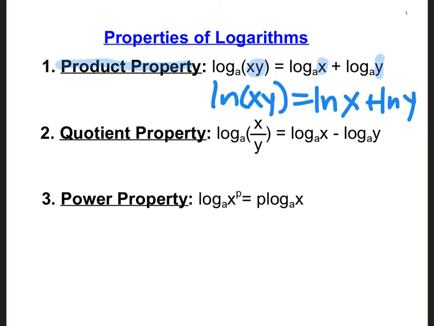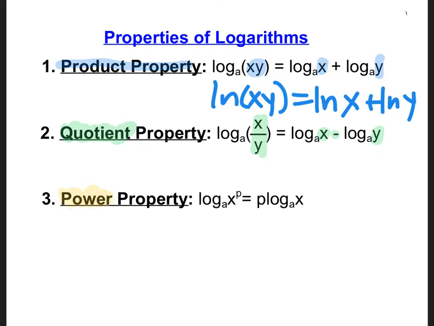The quotient property says that if you have log base a of x divided by y, you can break it up so you have that first thing that was on top first, so log base a of x minus log base a of y. And the last one is your power property.